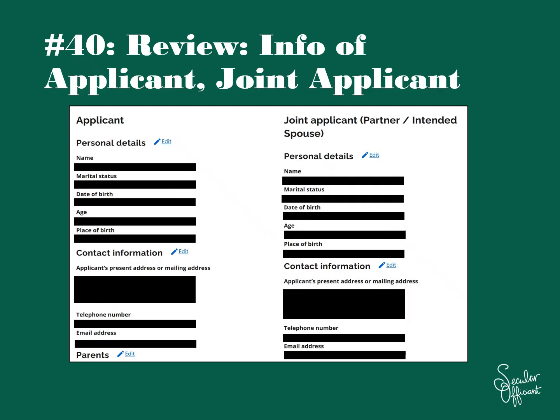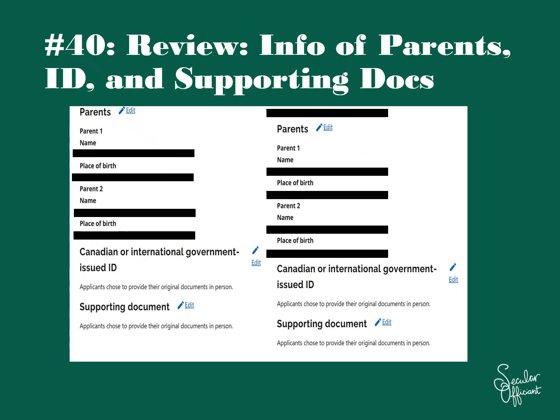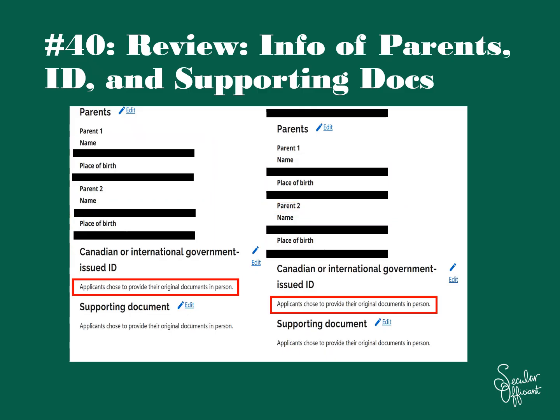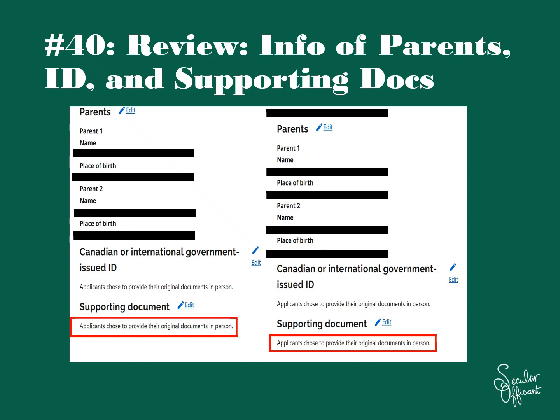You will also need to review your names, marital statuses, birth dates, ages, birthplaces, addresses, permanent addresses, phone numbers, and emails. You and your partner will also need to review the names and birthplaces of your parents. Please confirm that you have selected to bring your ID in person and check to see if you need to bring supporting documents. In this example, because both of you are divorced, the application indicates that you do need to bring supporting documents and that you have chosen to bring them in person.